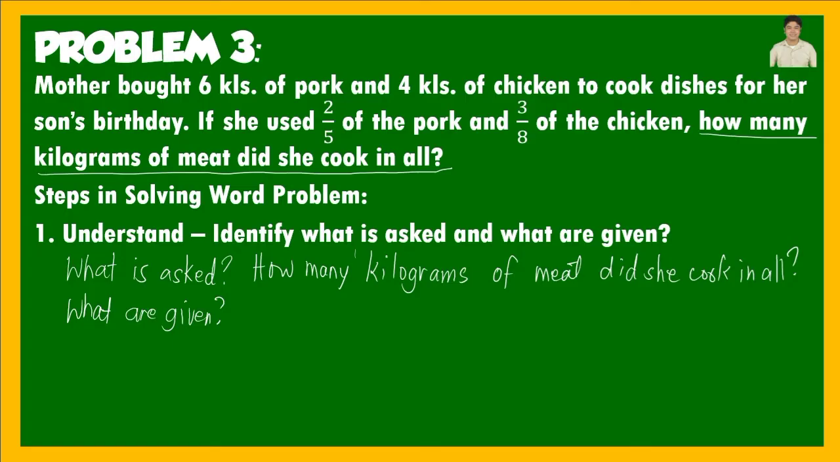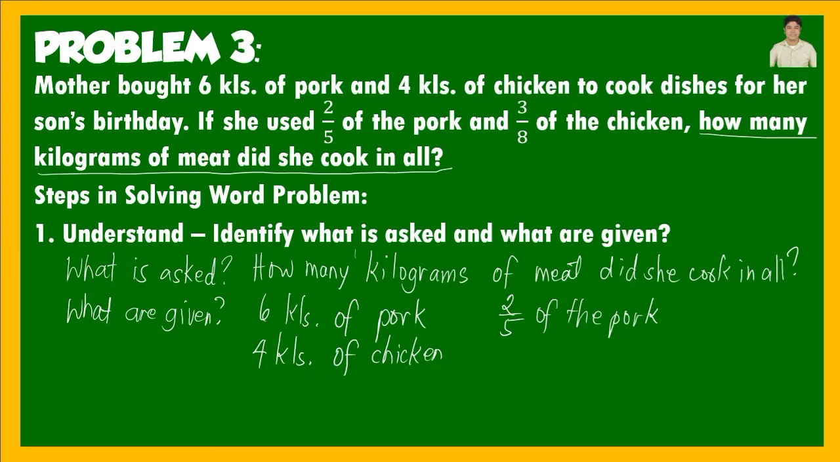So dito, yung given natin, we have 6 kilos of pork, 4 kilos of chicken, and then 2/5 of the pork was used, and then 3/8 of the chicken was used. So yan po yung ating mga given and what is asked.